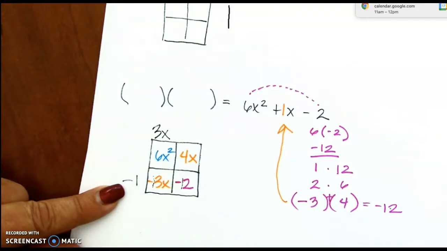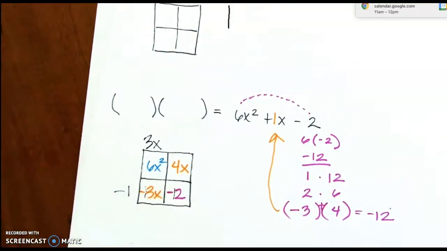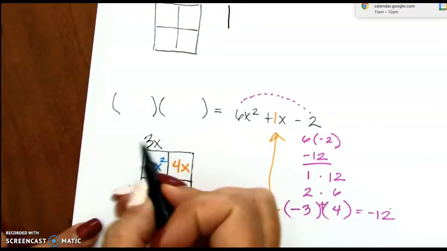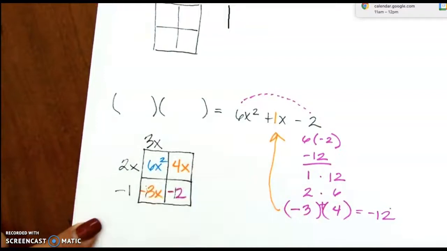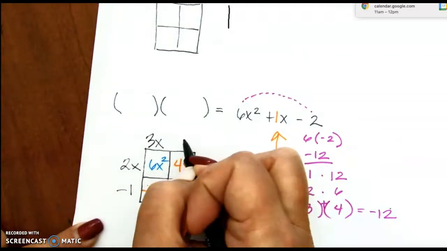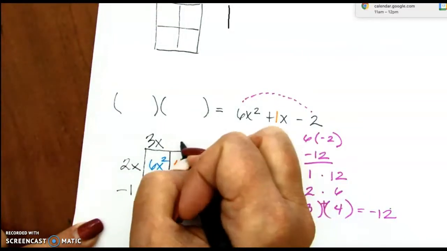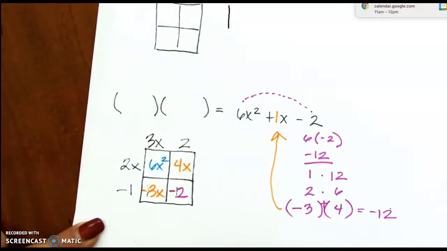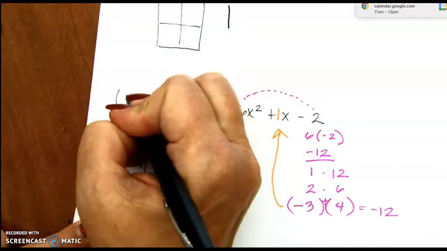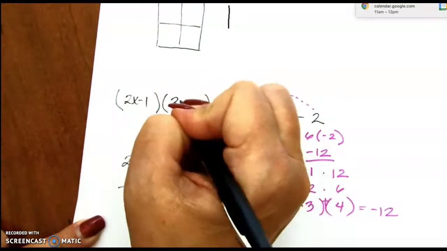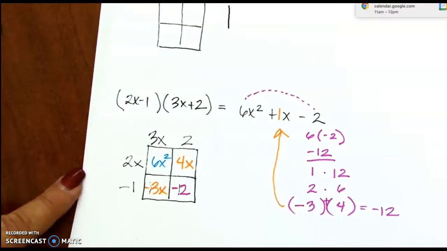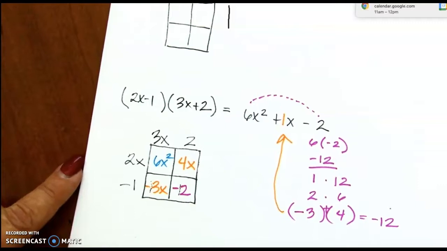All righty. So that was enough to give me the 6x squared. Now that I know that this is 3x, I know this must be 2x, because 2 times 3 makes 6. And now that I have this 2, I know that 2 times what makes 4x? 2. And here's our final check. -1 times 2 makes -2. So I know my factors are 2x minus 1 and 3x plus 2. So hopefully that's helpful for a review of factoring and multiplying polynomials.